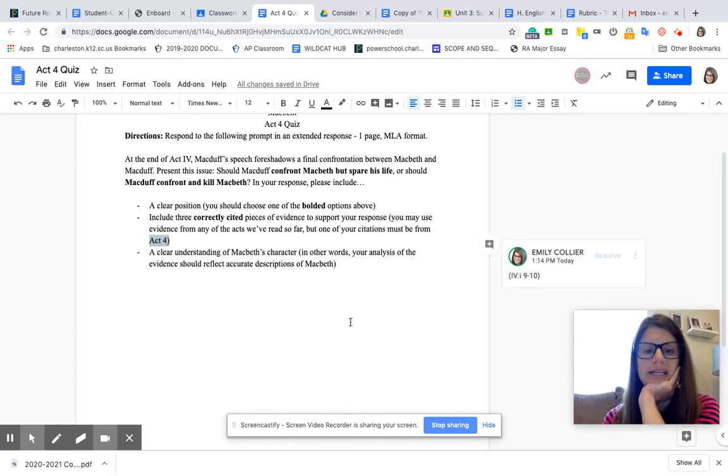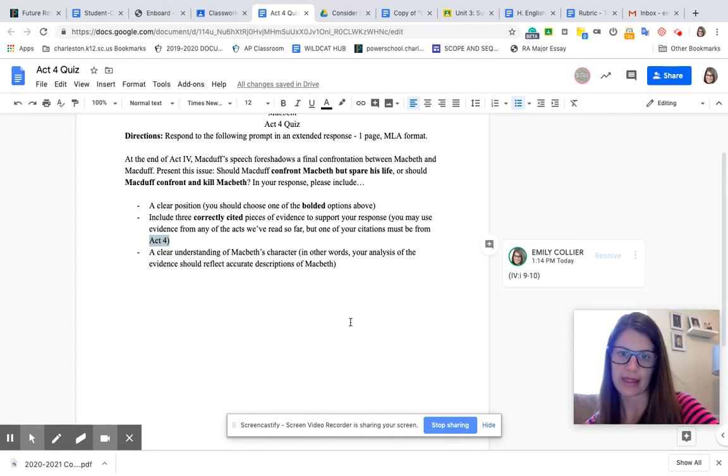And then a clear understanding of Macbeth's character. In other words, your analysis of the evidence should reflect accurate descriptions of Macbeth. If you say, I think he should kill him because Macbeth killed Lady Macbeth, I'm going to be like, but he didn't. Okay, so you have to show me that you truly understand the character of Macbeth. Make sure it's 1 page.